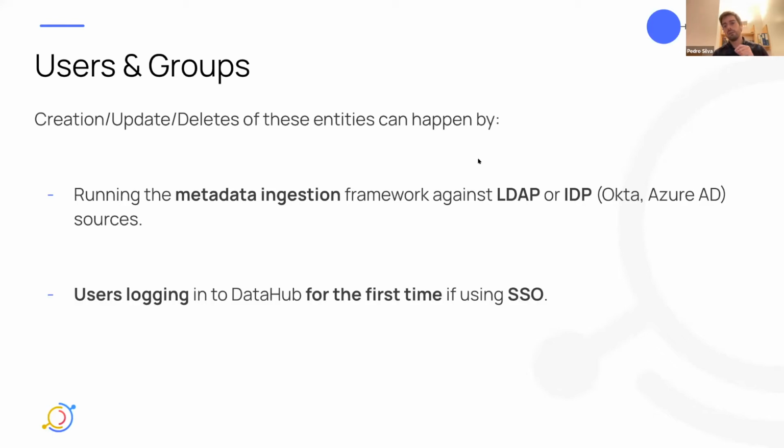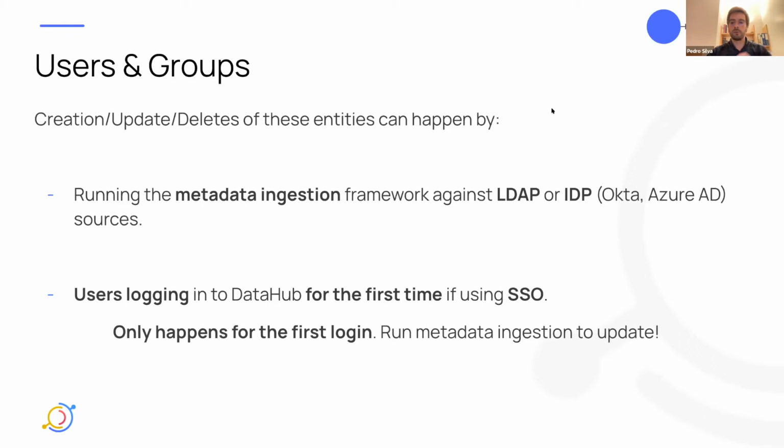There is, however, an extra way of doing this, which is very specific if you're using SSO. If you have DataHub enabled with SSO, the first time that you log in, depending on the configuration, you will be created, or your credentials will be used to create a corporate user within DataHub, even though there may or may not be any relationship to others in the first time. But this is dependent on configuration for this very particular setup. So again, this only happens at the first login, which means that updates do not happen.